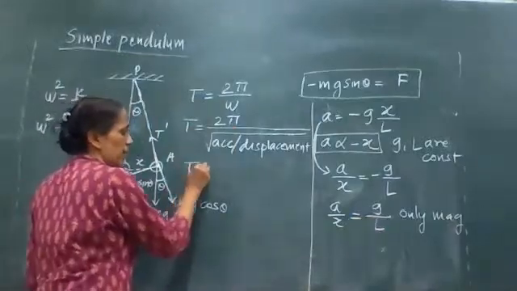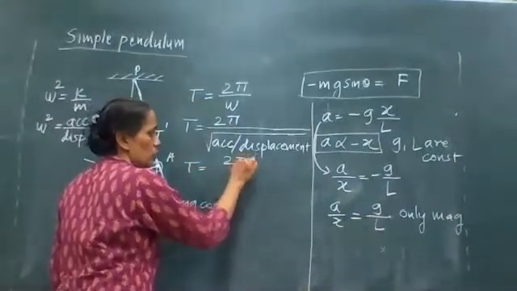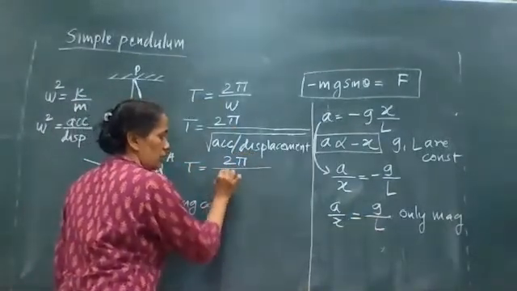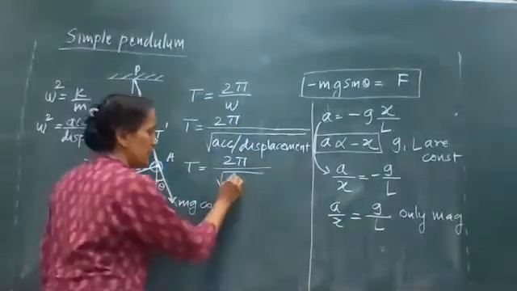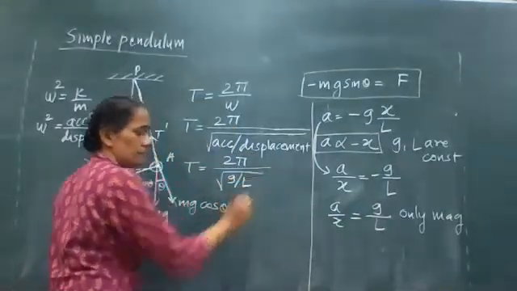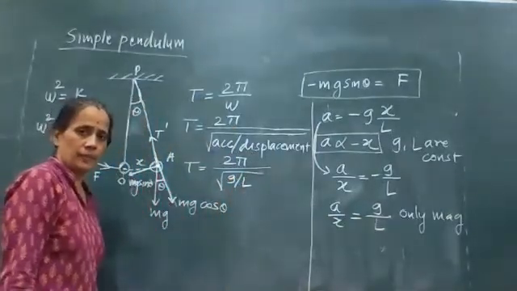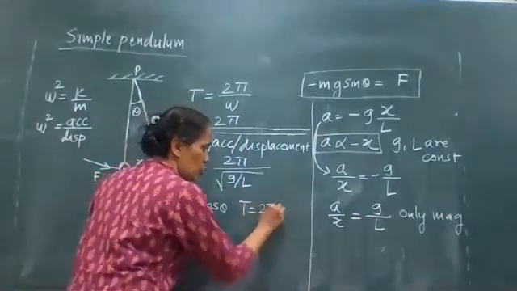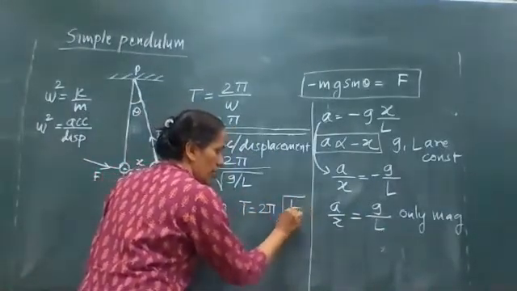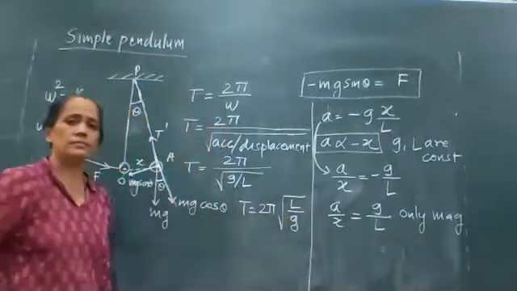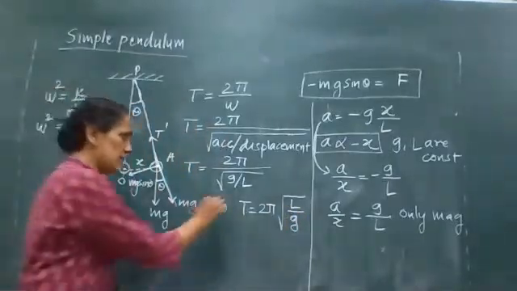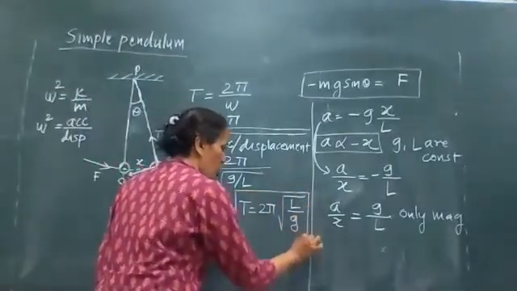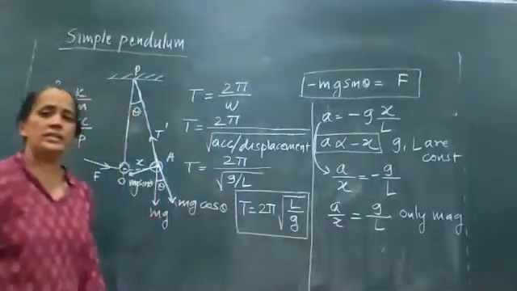So the period T will become 2 pi under root of g by L. Means what I am getting, period of simple pendulum is 2 pi under root of L by g. So this is nothing but your derivation of the period of a simple pendulum.